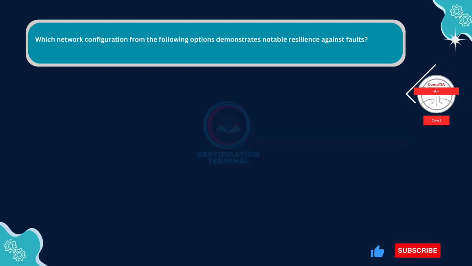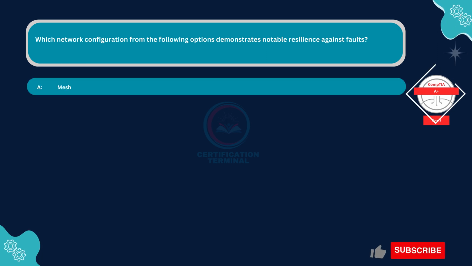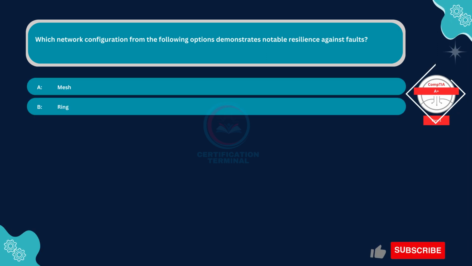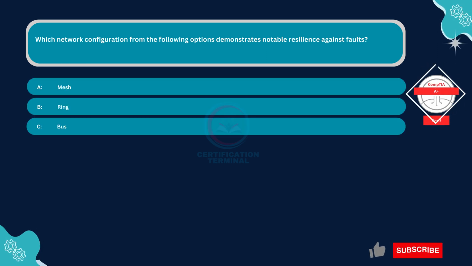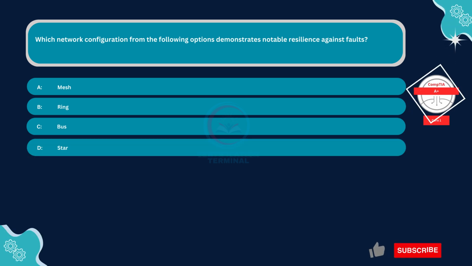Next question. Which network configuration from the following options demonstrates notable resilience against faults? Option A, mesh. Option B, ring. Option C, bus. Option D, star. The correct answer is Option A, mesh.